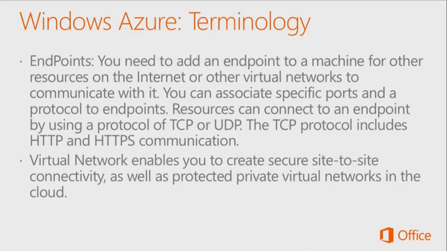Endpoints: you need to add an endpoint to a machine or other resource on the internet or other virtual networks to communicate with it. You can associate specific ports and a protocol to endpoints. Resources can connect to an endpoint using TCP, UDP, HTTP, and HTTPS. The virtual network enables you to create secure site-to-site connectivity as well as protect private virtual networks in the cloud.